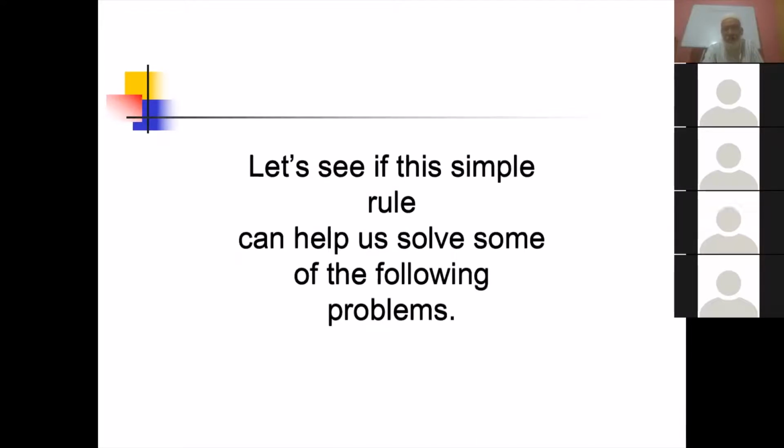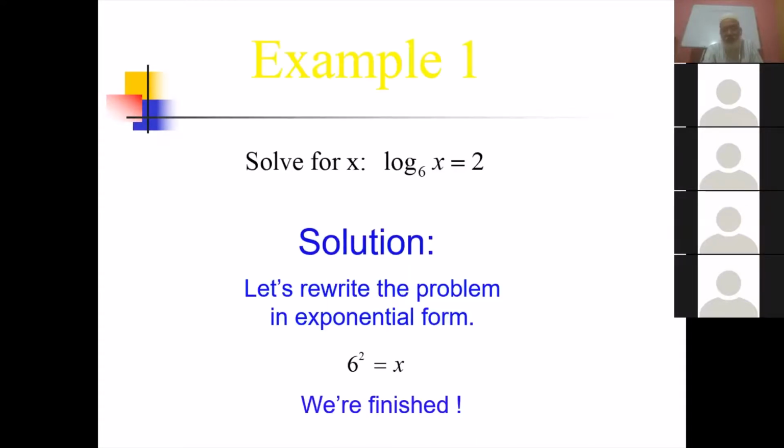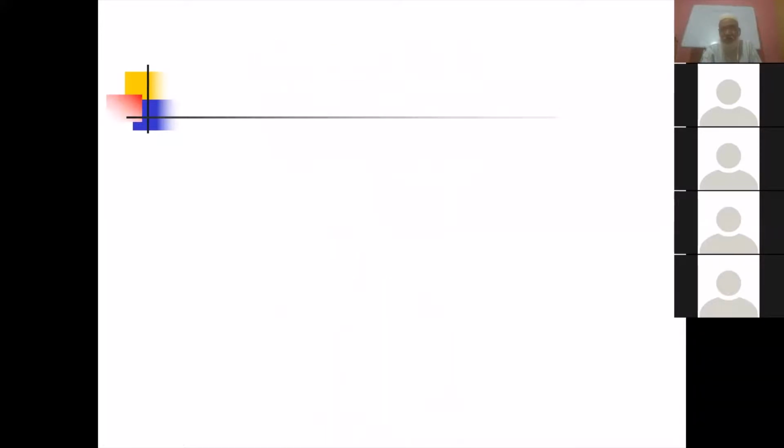This simple rule can help us solve the following problems. Now, problems solved by using exponential and logarithm form. Log base 6 of x is equal to 2. What is the value of x? Solution: first we rewrite in the exponential form. It can be written as 6 squared is x, and very simply we say that x is equal to 36. Okay, this is a very simple question.